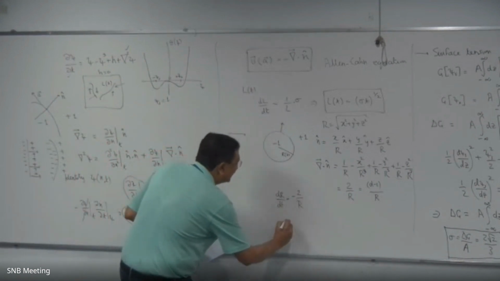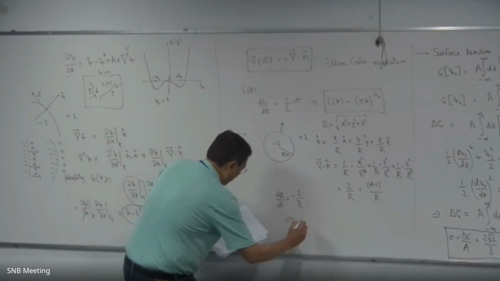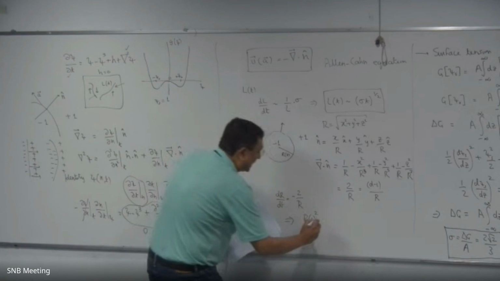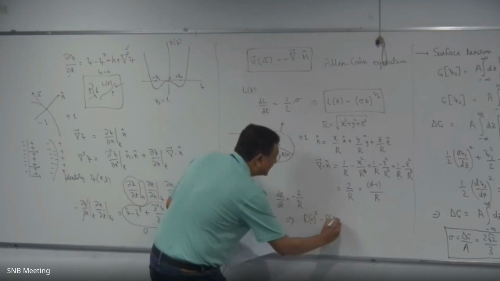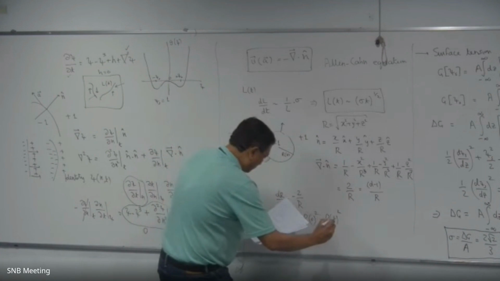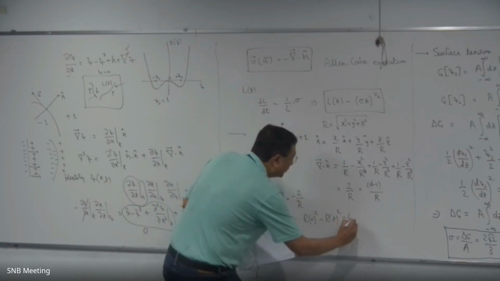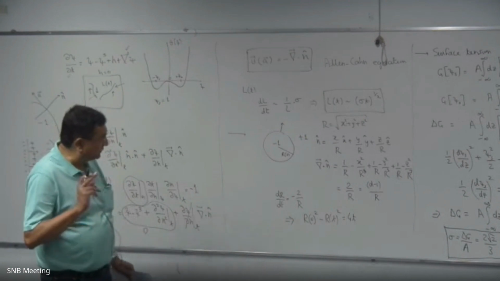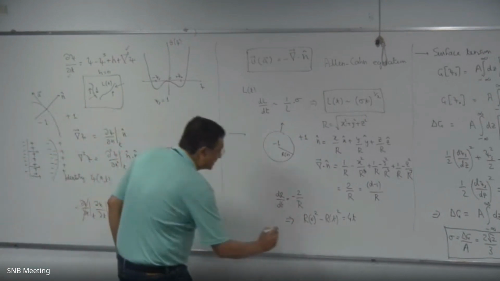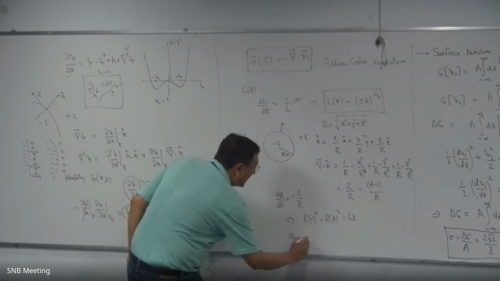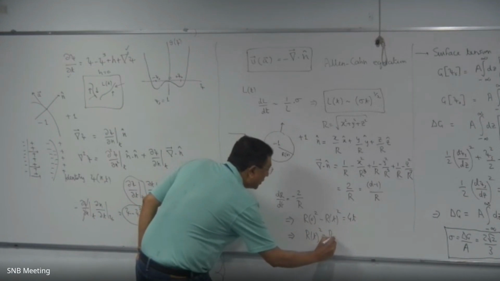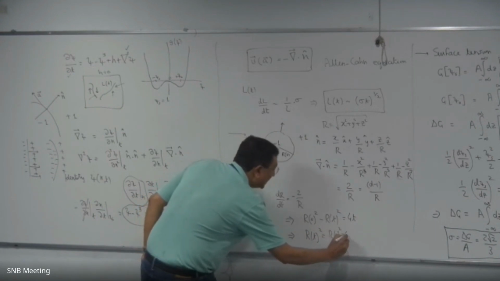It simply implies that r at time 0 squared minus r at t squared is equal to 4t. That's the exact answer. It's very simple, but it's a very beautiful answer. Let me put it in slightly different language: r(t) squared is equal to r0 squared minus 4t.